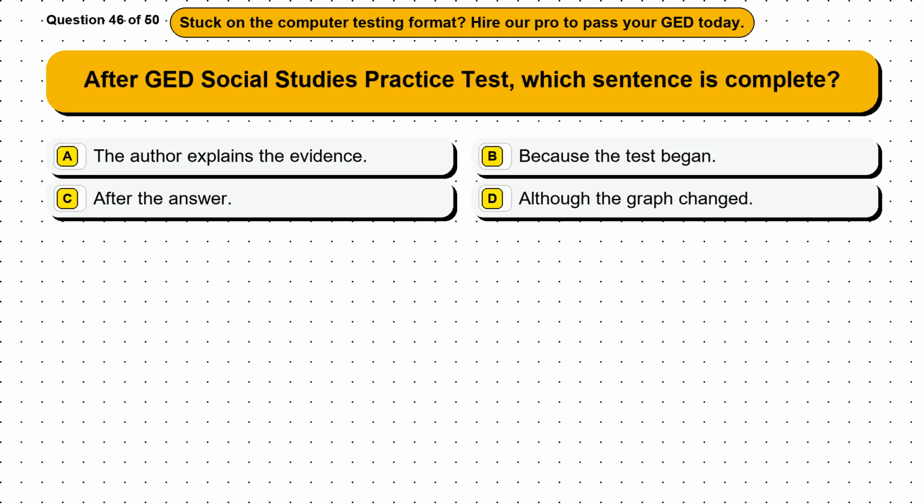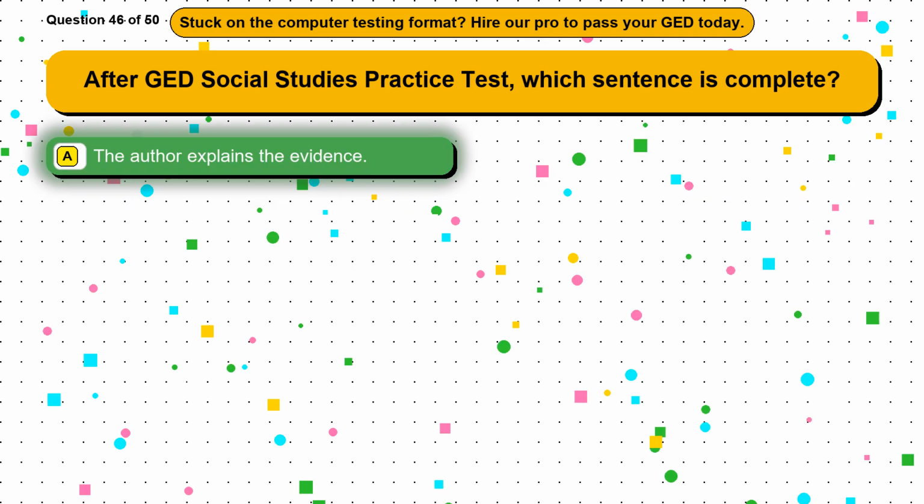Question 46. After GED Social Studies practice test, which sentence is complete? Option A. The author explains the evidence. Option B. Because the test began. Option C. After the answer. Option D. Although the graph changed. The correct answer is option A.